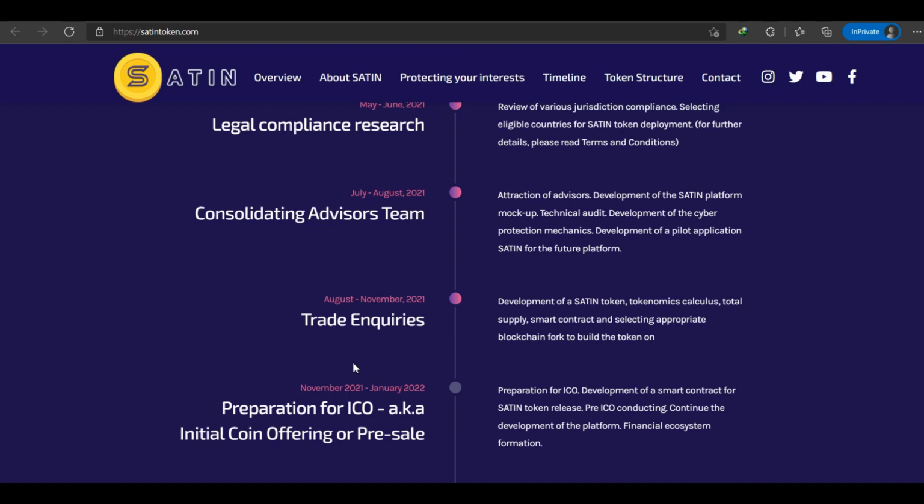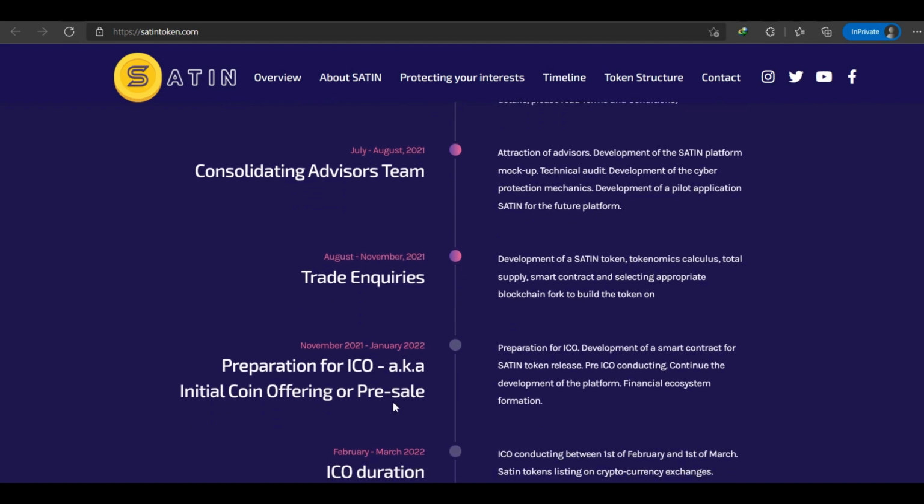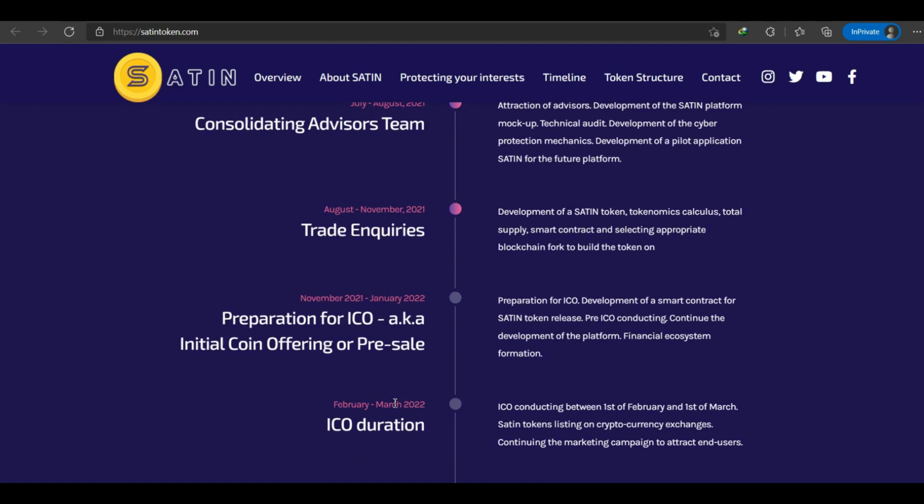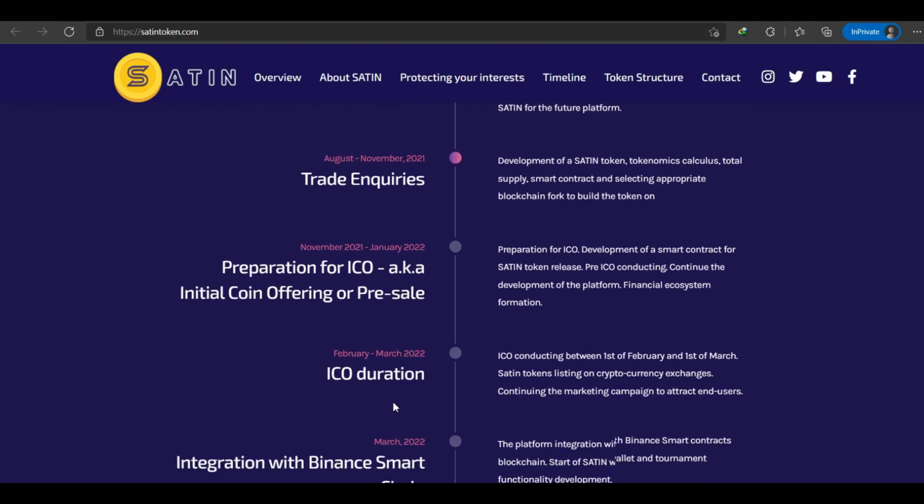From February to March 2022, the ICO, the duration was selected. The ICO is held from February 1 to March 1. Listing of Satin tokens on cryptocurrency exchanges, continuing the marketing campaign to attract end users will occur during this time. In March 2022, the integration with Binance will be held.